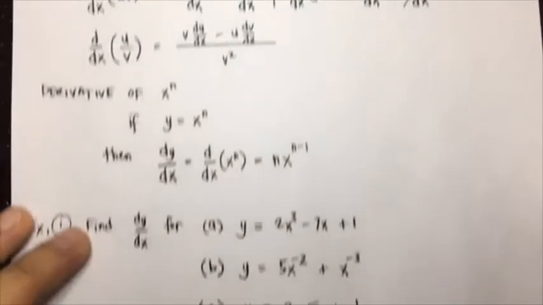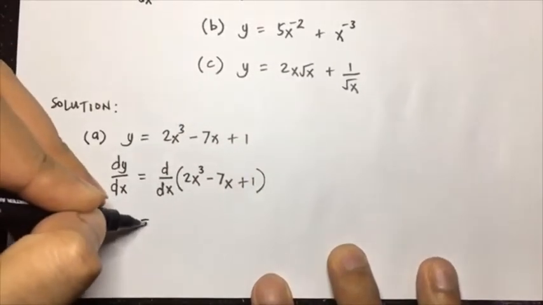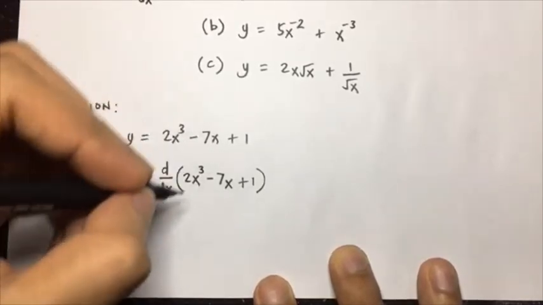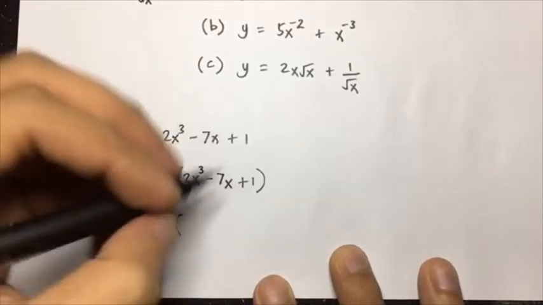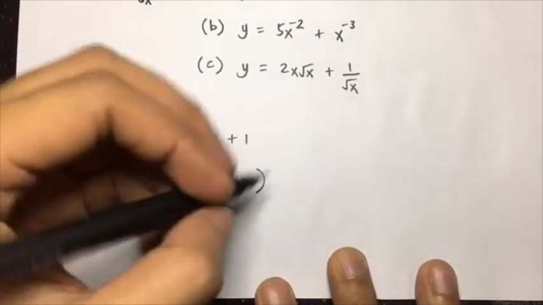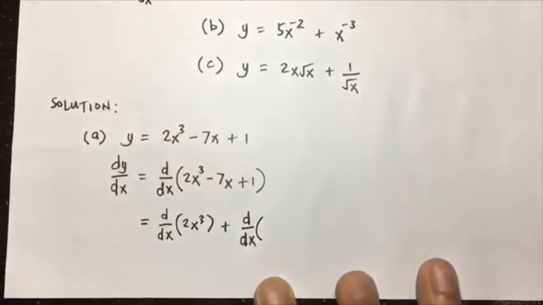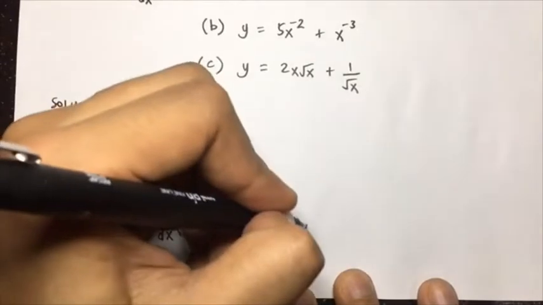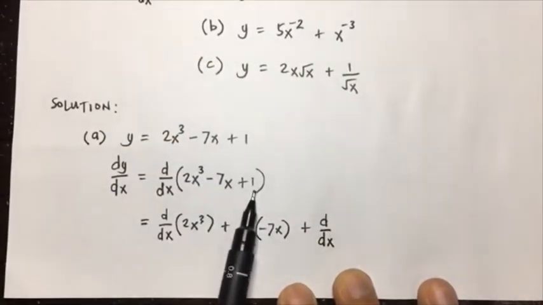So what we need to do is get the derivative of each term. We will distribute d over dx for all the three terms. So derivative with respect to x of 2x cubed, plus derivative with respect to x of negative 7x, plus derivative with respect to x of 1.